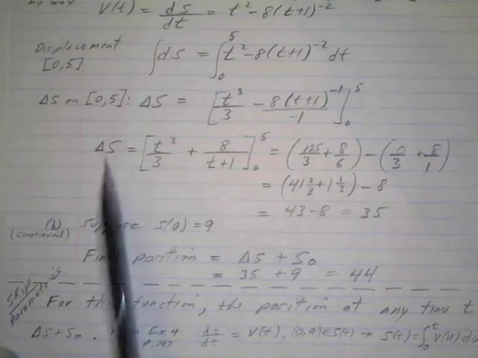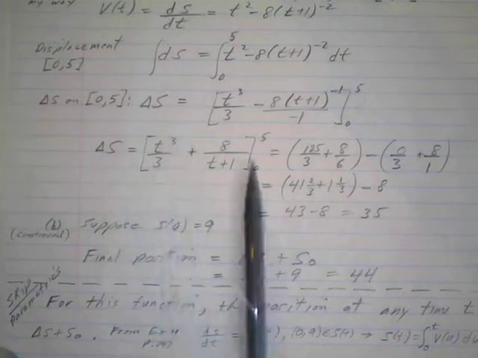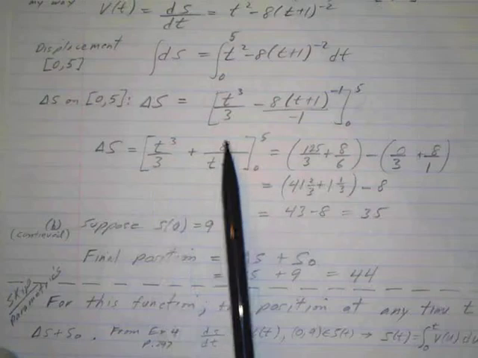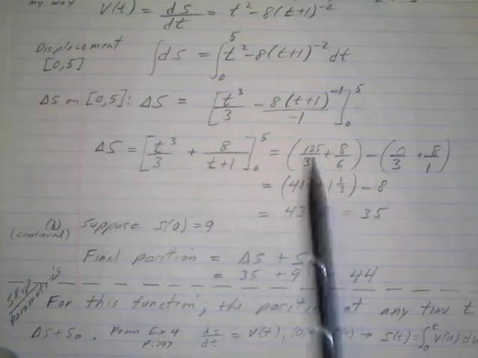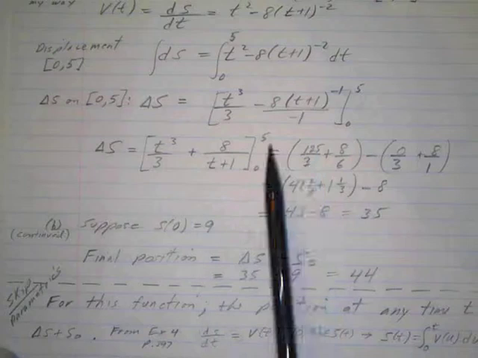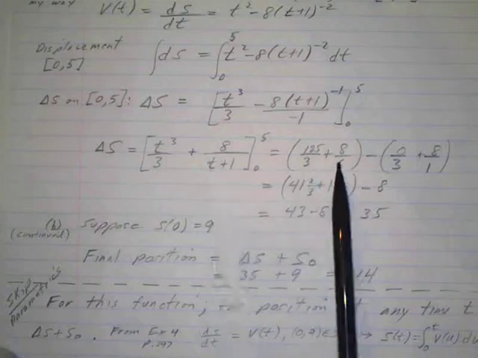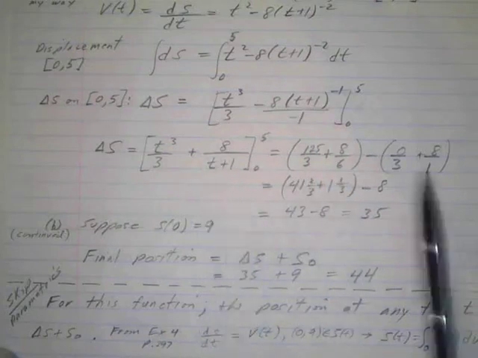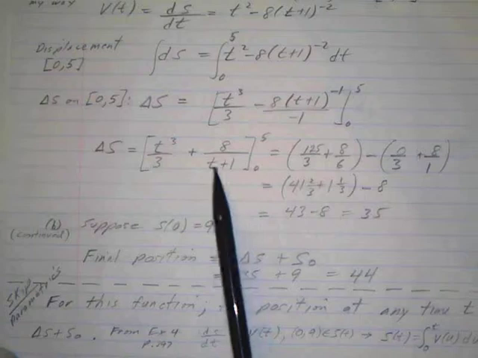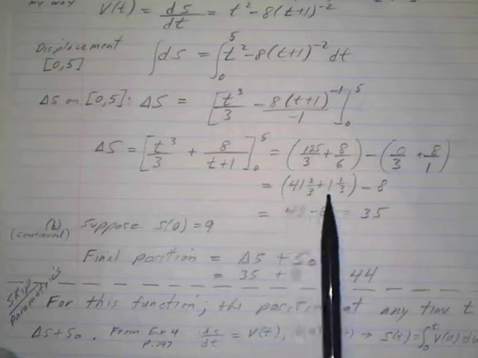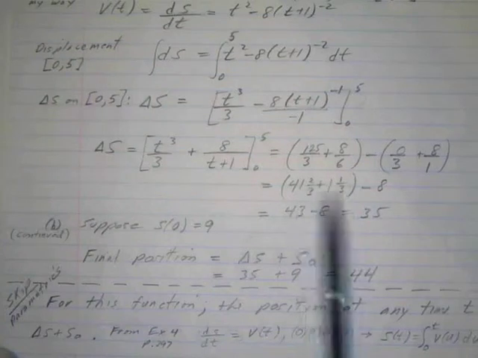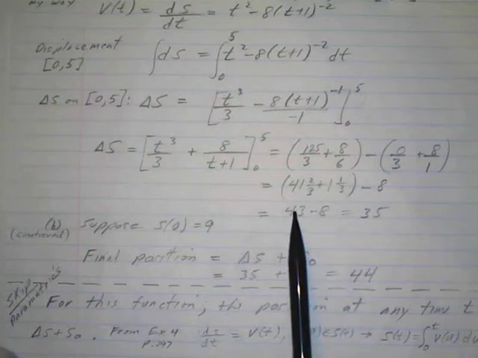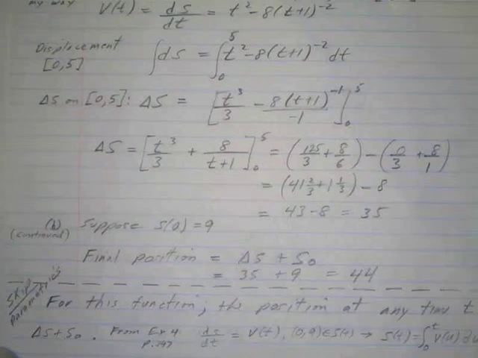Okay, so delta s, the change in s, equals t cubed over 3 plus 8 over t plus 1, from 0 to 5. Then we evaluate that, so that's 125, since 5 cubed is 125, over 3, plus 8 over 6, since 5 plus 1 is 6, minus 0 over 3 plus 8 over 1, since 0 plus 1 is 1. That ends up being 41 2/3 plus 1 2/3, so that actually ends up being 43, and then minus 8 was 35. So that was my displacement.